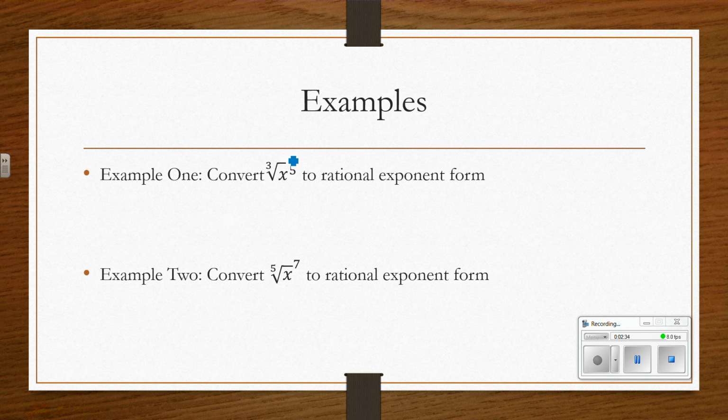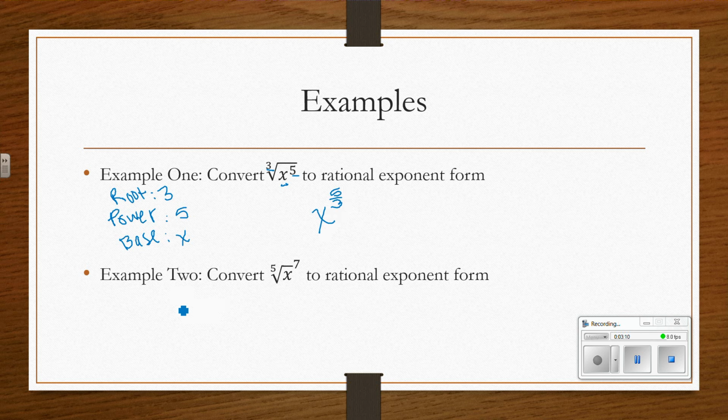A couple of examples. Convert the cubed root of x to the fifth power to rational exponent form. So let's label everything. We have our root, which is 3. We have our power, which is 5. We have our base, which is x. So we have base x raised to the power of power over root, so 5 over 3.